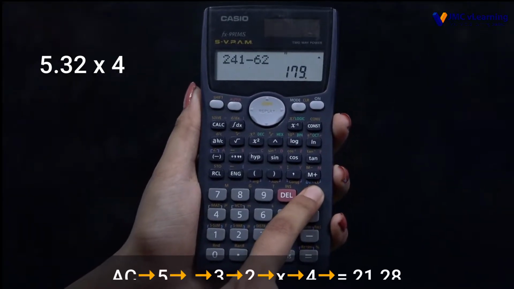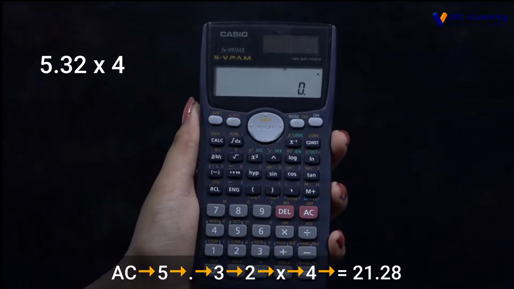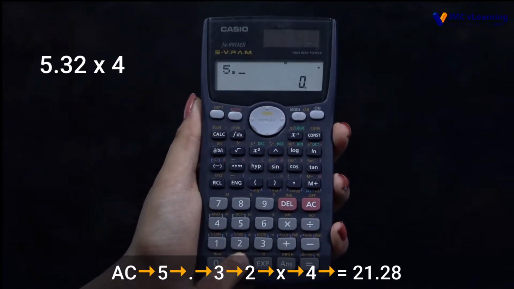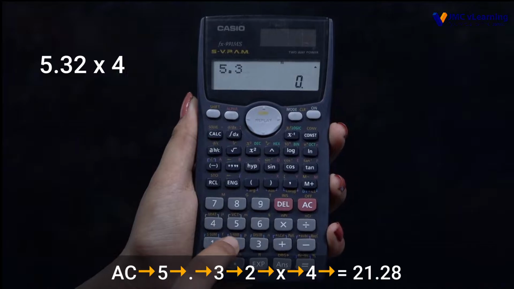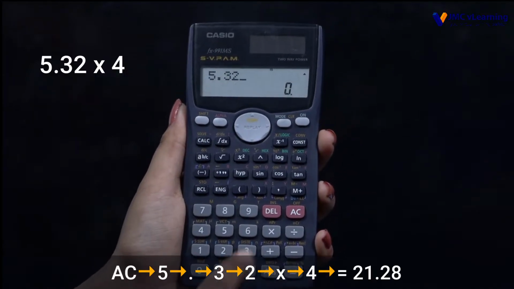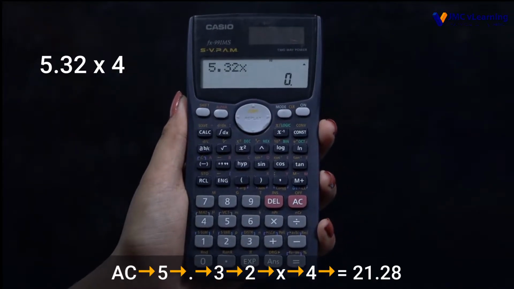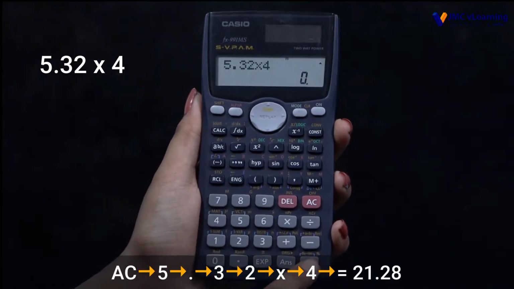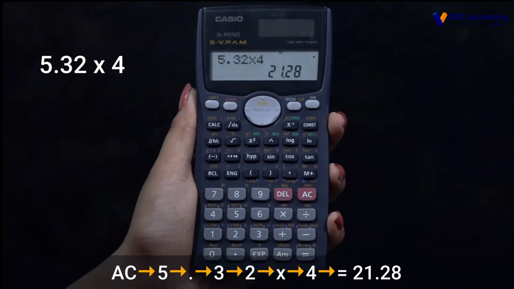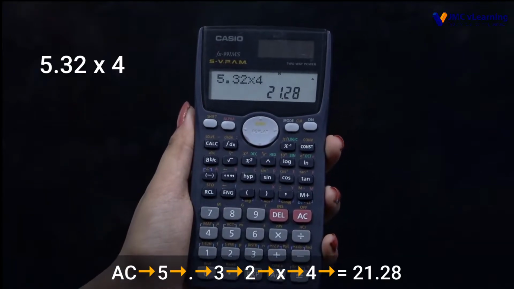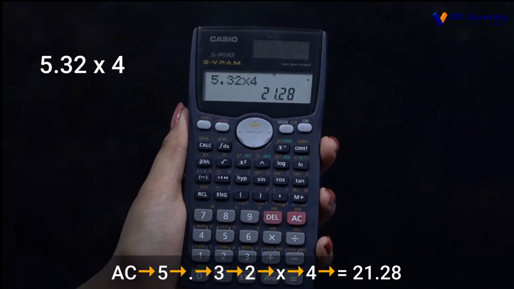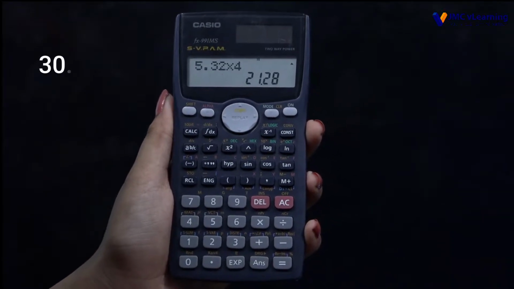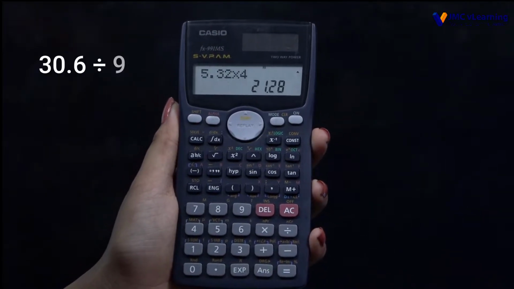Let's press AC. Then you have to press 5, then decimal point, then 3, then 2. After that the multiplication key, then 4. To get the result, let's press the result key. The answer is 21.28. The next example is 30.6 divided by 9.